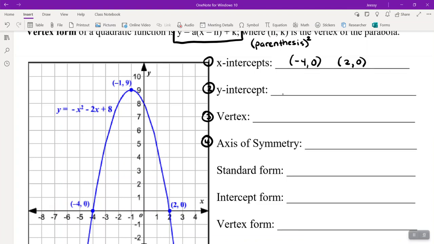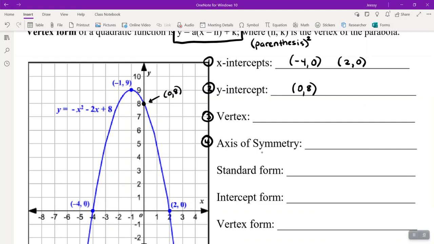All right, now the y-intercept. Okay, Dwight. Exactly, (0, 8). Even though it's not written there, that is the y-intercept right there. Okay, because we're crossing the y-axis.